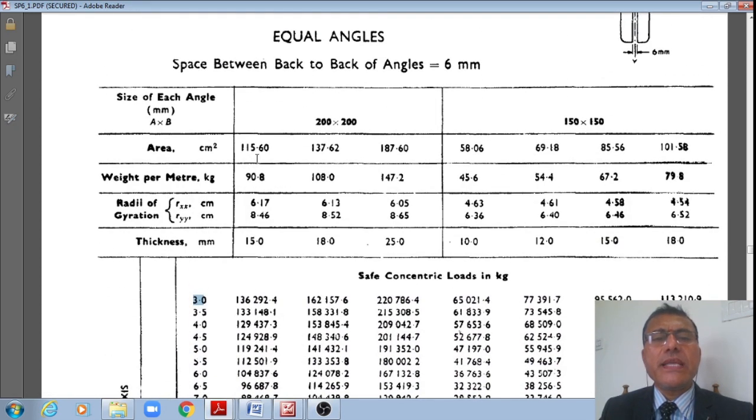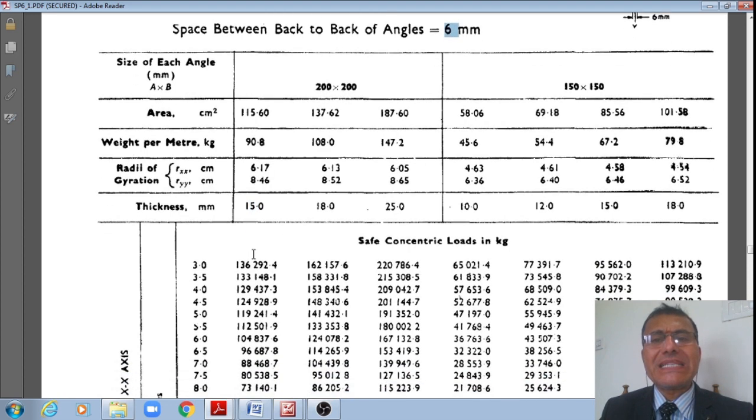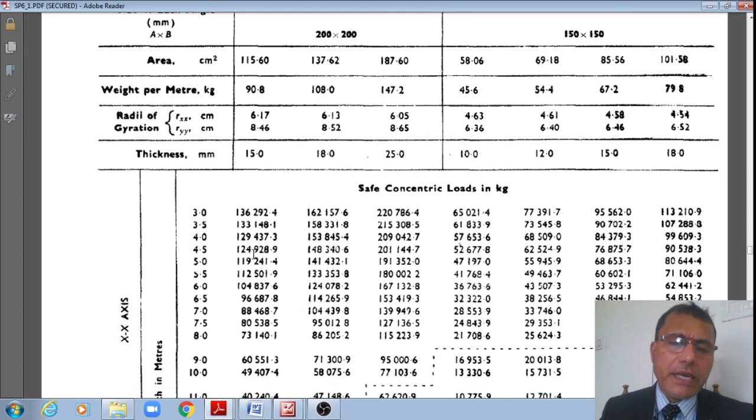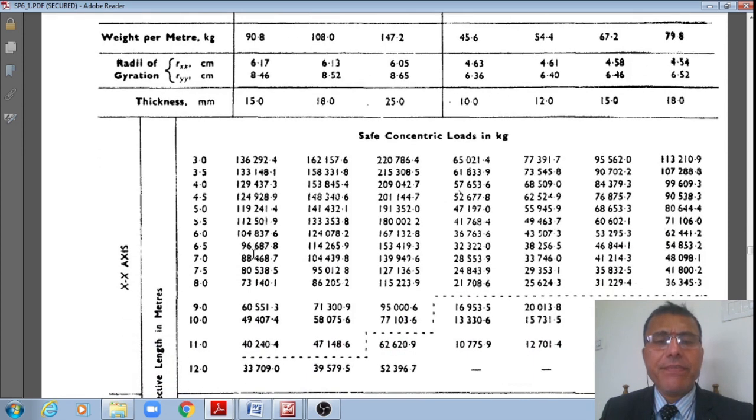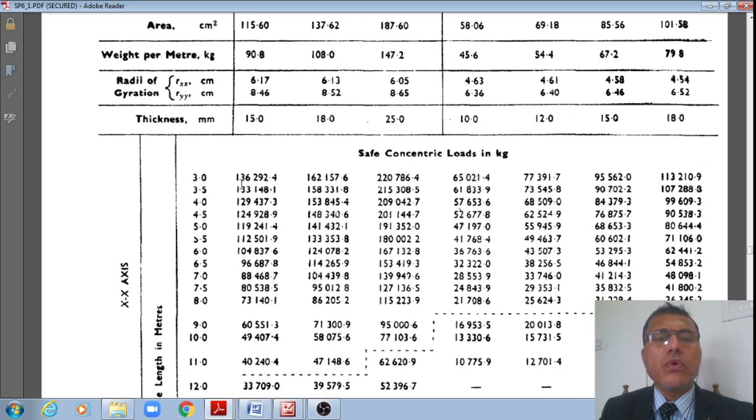This ISA 200 by 200 by 15 with back to back distance between the angles 6 mm, or maybe they are connected to a gusset plate of 6 mm. Therefore now with an effective length of 3 meters, it can resist 136292.4 kg.